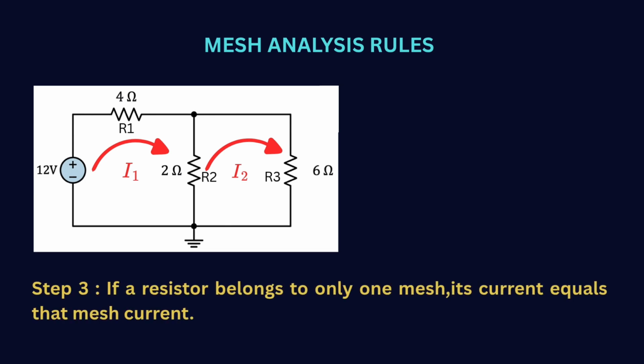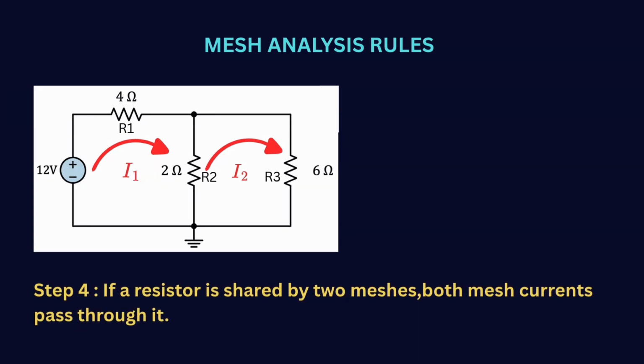If the resistor belongs to only one mesh, its current equals that mesh current. As you can deduce from the circuit diagram, the current passing through the resistor R1 is I1, and the current passing through the resistor R3 is I2. If a resistor is shared by two meshes, both mesh currents pass through it. If you notice the resistor R2, both the currents I1 and I2 flow through it. Now, the current through the resistor R2 will be I1 minus I2 if you consider it with respect to mesh 1, and will be I2 minus I1 if you consider it with respect to mesh 2.